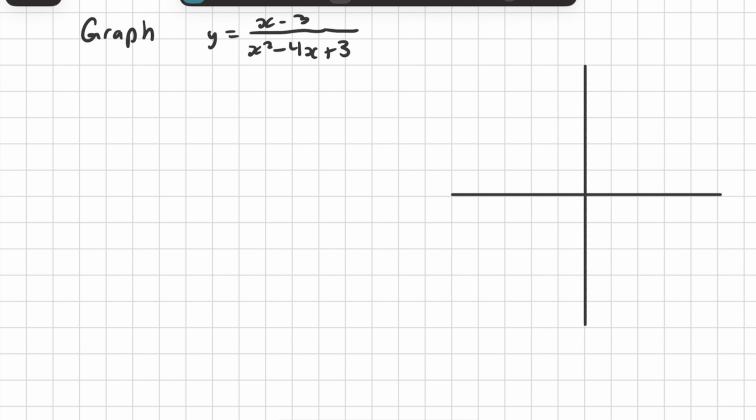But anyways, I'll go ahead and do this. So we're going to be graphing this. So first of all, we want to simplify it so that we know what the shape's going to be. So we're going to have y equals (x minus 3) over, and we want to go ahead and simplify this.